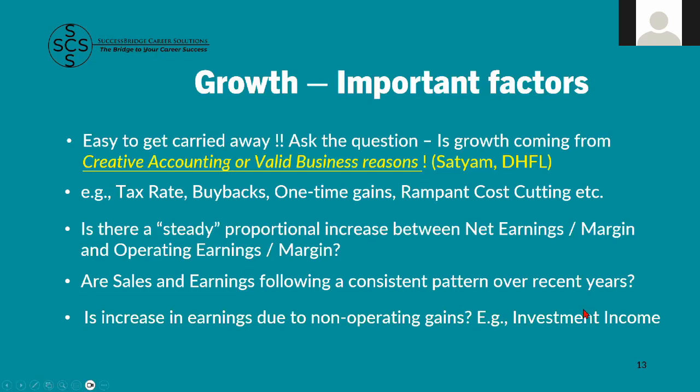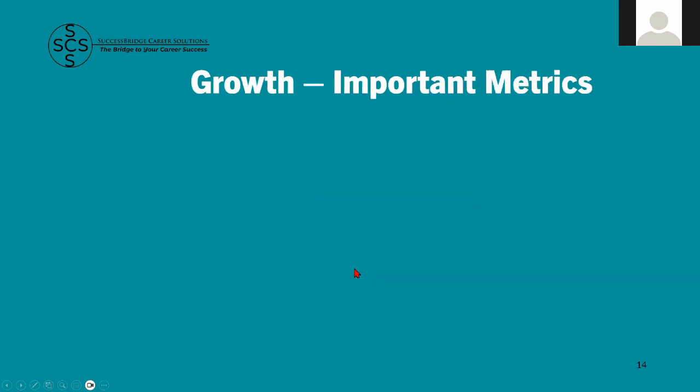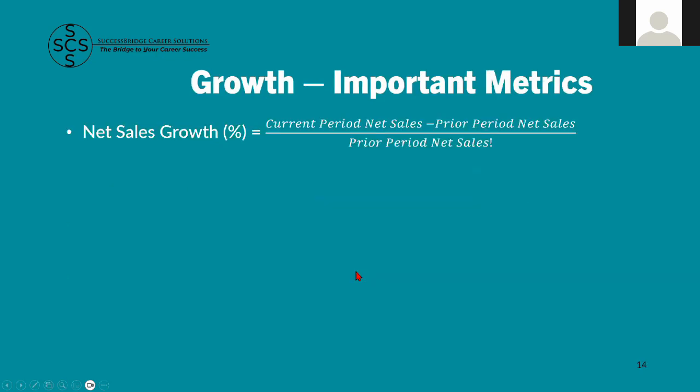And as I said earlier, is the increase in earnings due to non-operating gains, that is investment income, and other things. So the important metrics in growth include the net sales growth percentage, that is current period net sales minus prior period net sales divided by prior period net sales. So these are quite easy, but these are some of the metrics that are used to analyze companies.